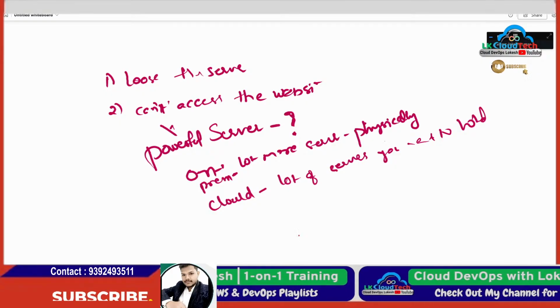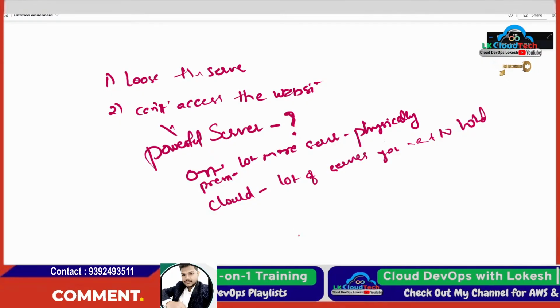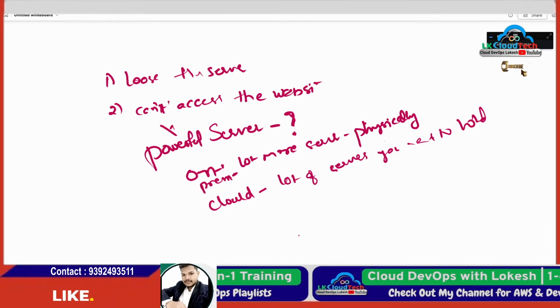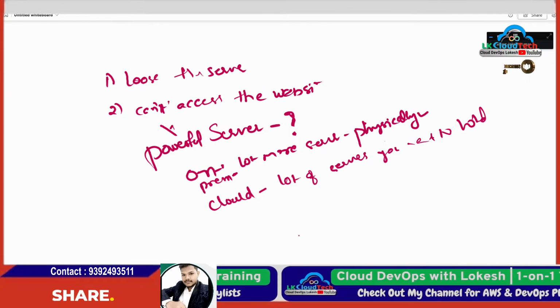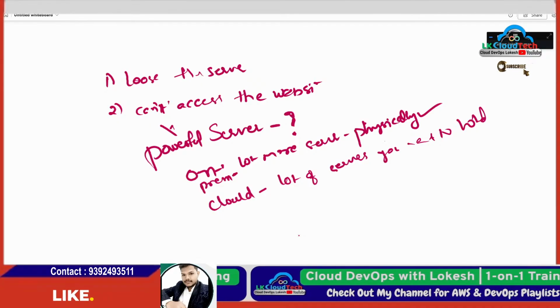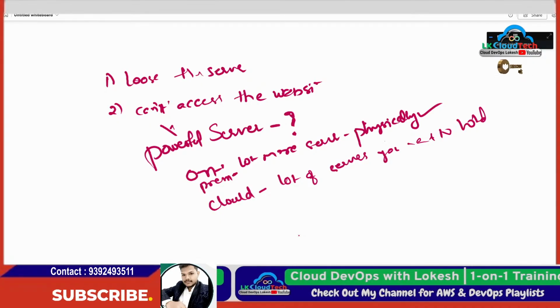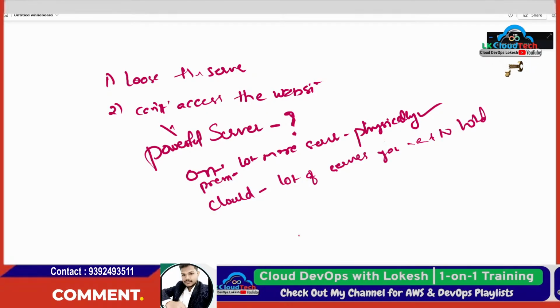Okay, so in the cloud also you need to hold a lot of servers, you need to install them and keep them, correct? So on premises you need to keep them physically, but in the cloud a lot of servers you need to hold whether your traffic is there or not. You never know when the traffic comes. Will you expect it? No, right?